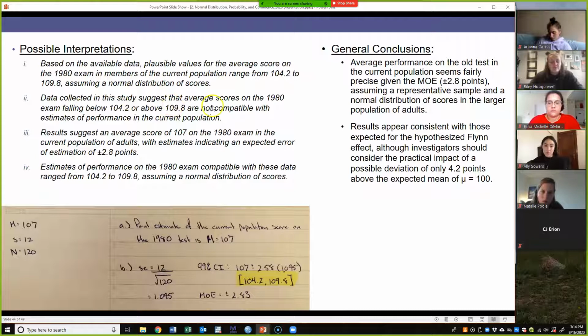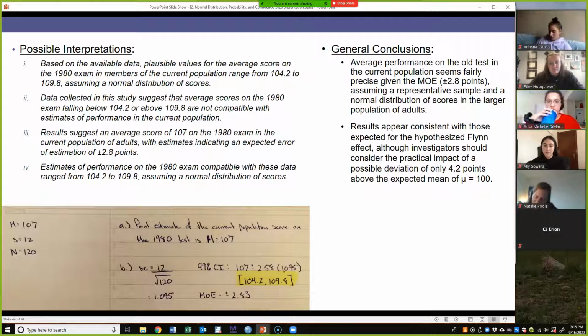The data collected in the study suggest average scores on the 1980 exam falling below 104.2 or above 109.8 are not compatible with estimates of performance in the current population, right? So Allie might say, well, I think the average score on this 1980 test today is 115. Well, maybe. I don't know. Based on the data that I have, though, that doesn't seem reasonable, right? And then maybe Eric is really hard up on this 1980s test. It's her favorite, right? She's like, no, I think it's still valid. I think the average really is 100. You just asked a bunch of smart kids. Like, maybe, I don't know. But really, if I'm assuming I've got a good sample.